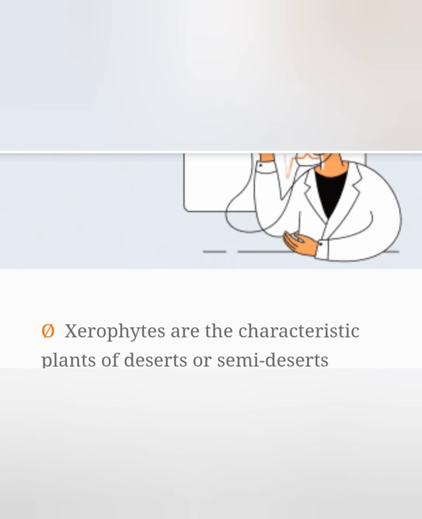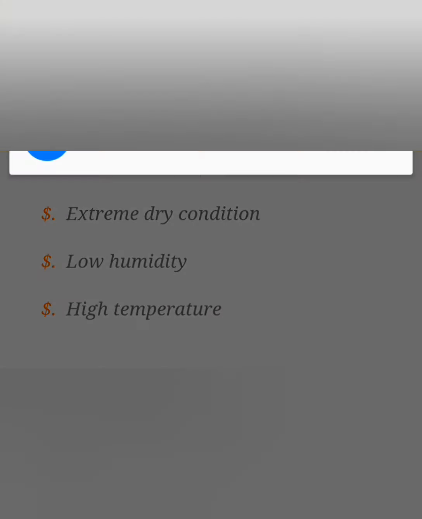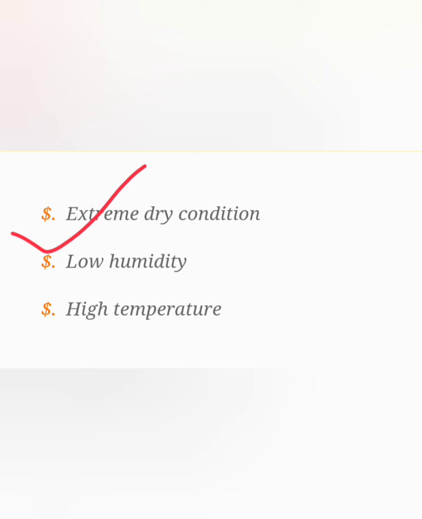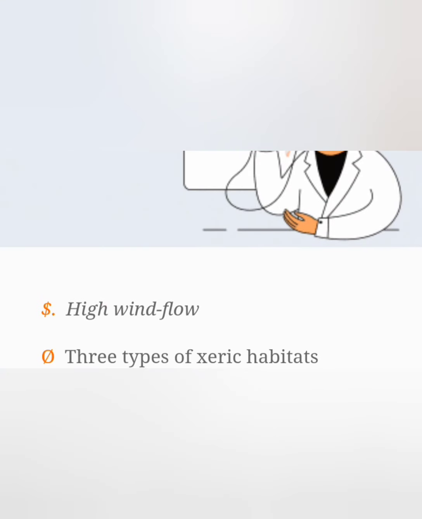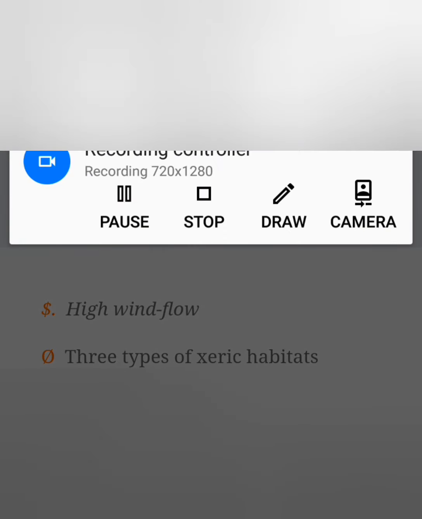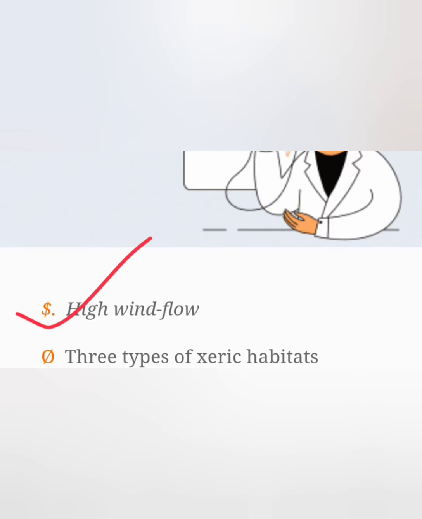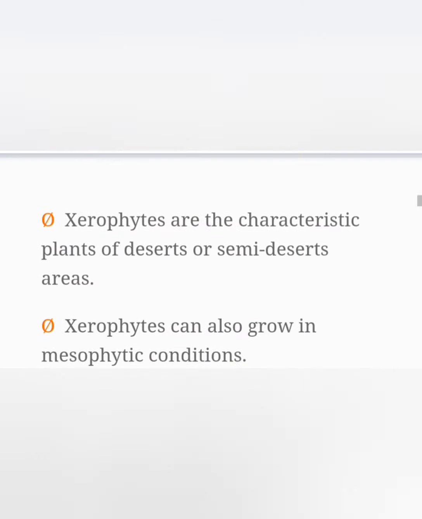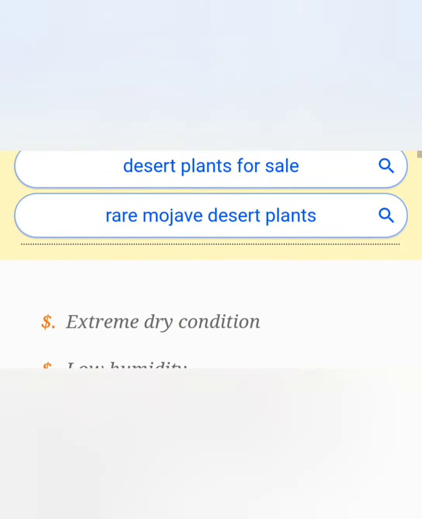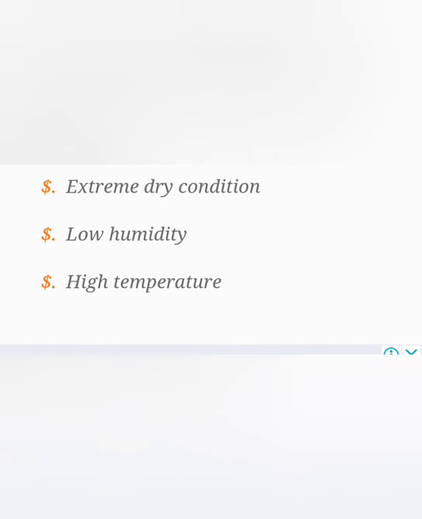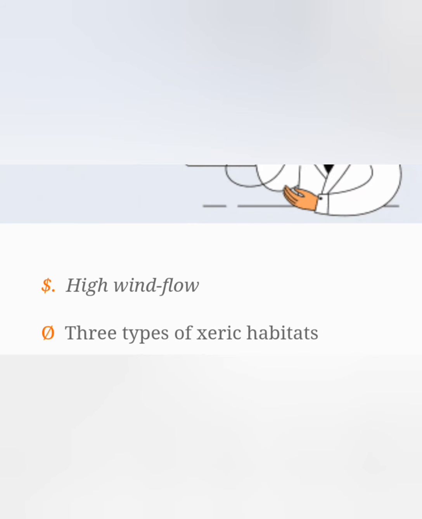And you can see here that xerophytes can tolerate extremely dry conditions, low humidity, and very high temperatures, such as in deserts. They can also withstand high wind flow. So xerophytes can tolerate extreme dry conditions, low humidity, high temperature, as well as high wind flow. And three types of xeric habitats occur on the earth.